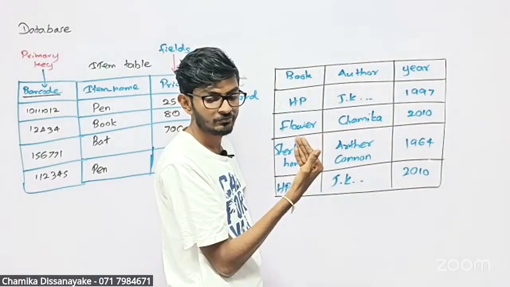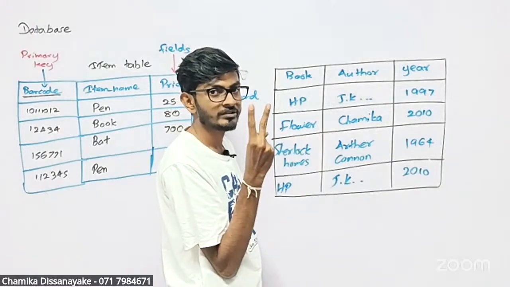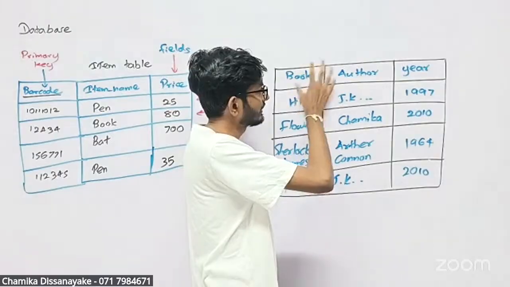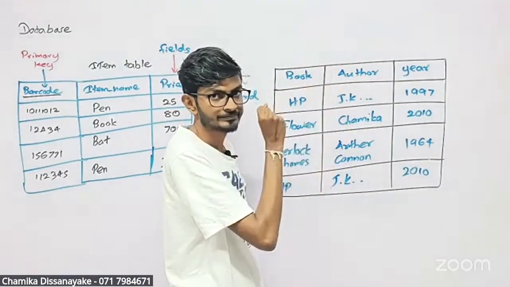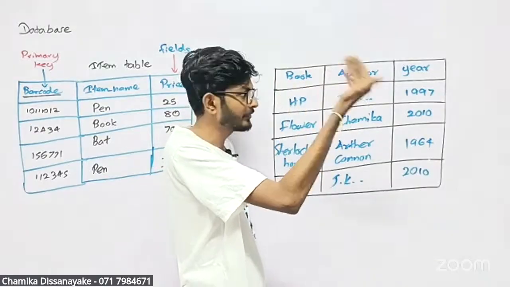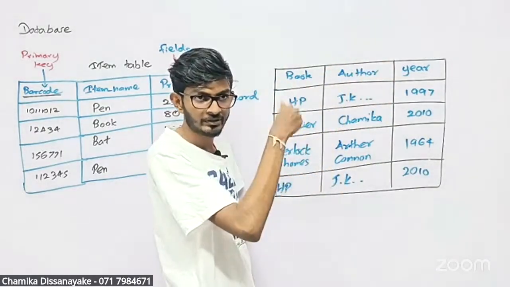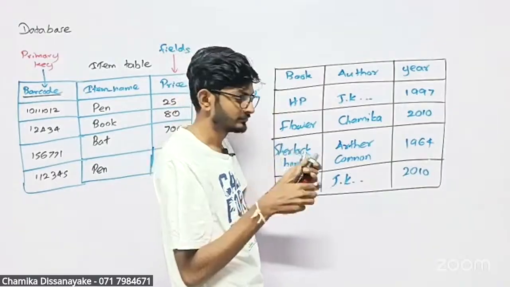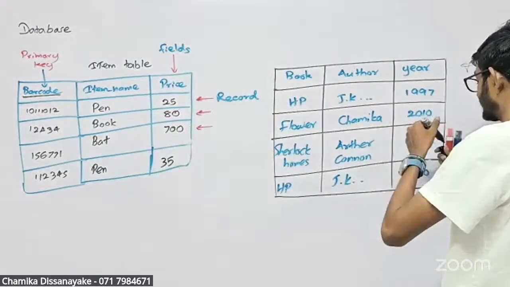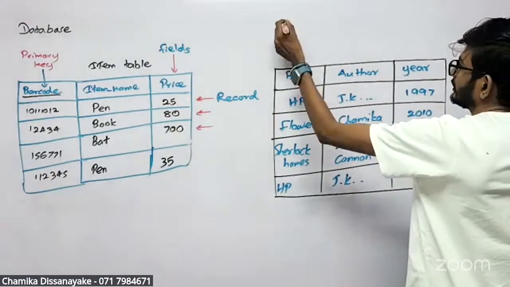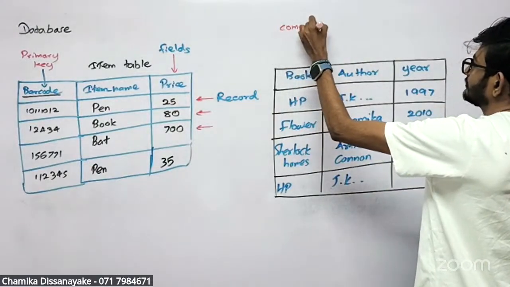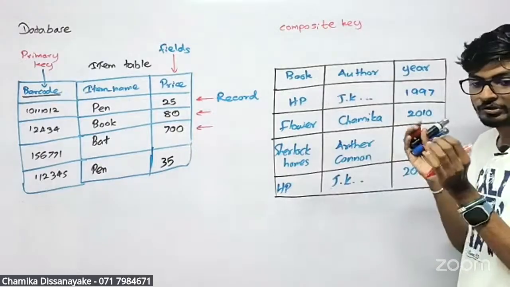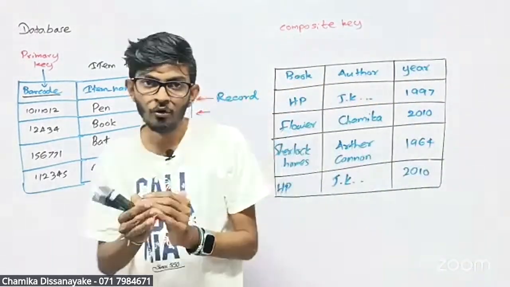In that case, we are going to use two fields. We are going to try if we can combine two fields as a primary key. If we can't do that, we have to combine three fields. Likewise, we can combine several fields and make a primary key. That is called a composite key. The composite key means we add several keys together to form a primary key.